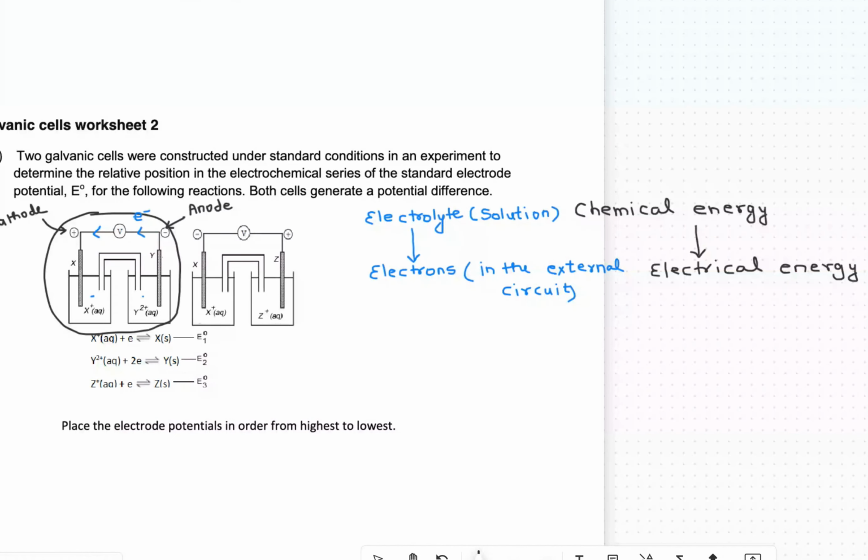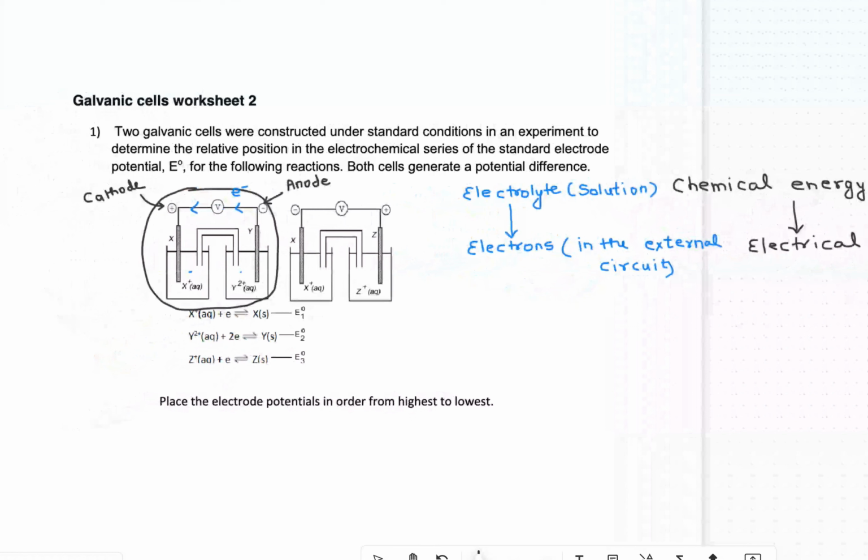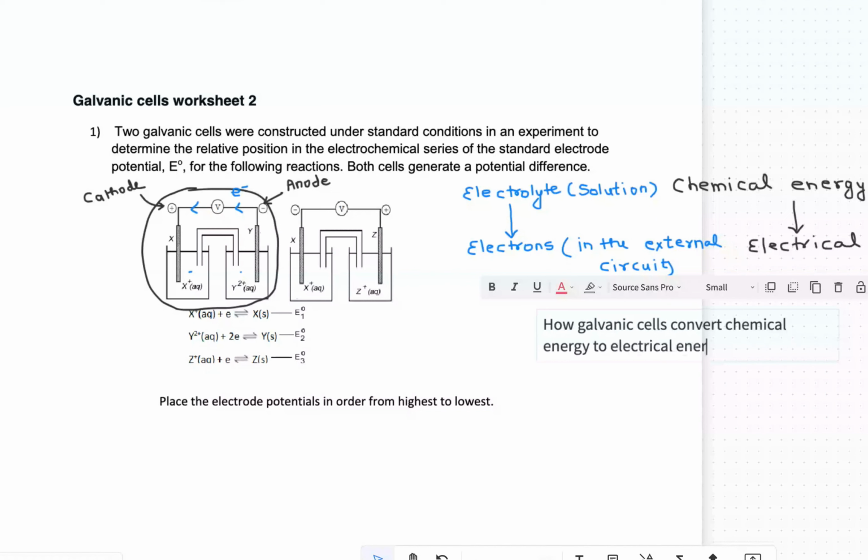I've seen this one mark question. And the question was how galvanic cells convert chemical energy into electrical energy. It was one mark question. And the answer was, let me first write the question. How galvanic cells convert chemical energy to electrical energy. That was one mark question.